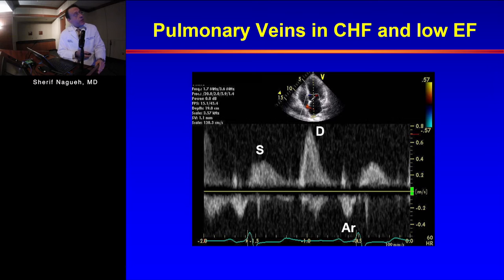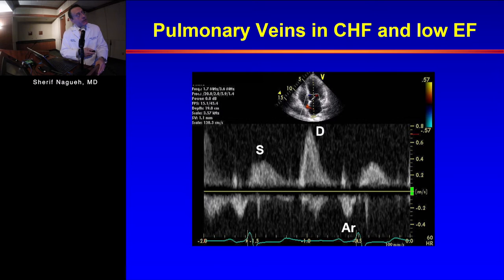Example from a patient with heart failure, depressed ejection fraction. You see a small systolic, higher diastolic velocity. You see an atrial reversal velocity that is approaching the 35 centimeters per second with a rather long duration.